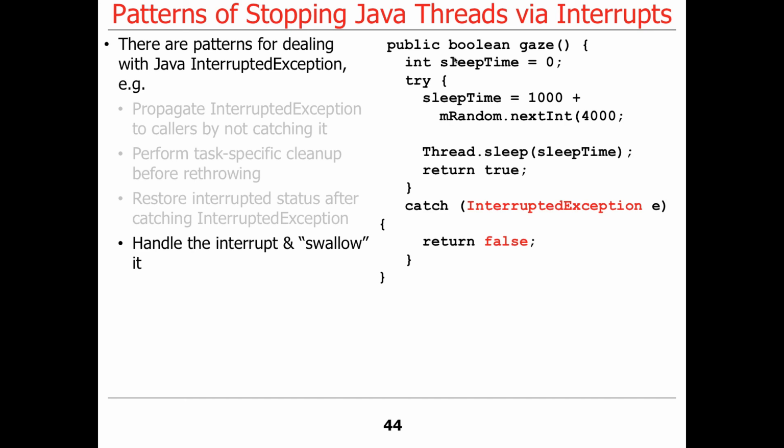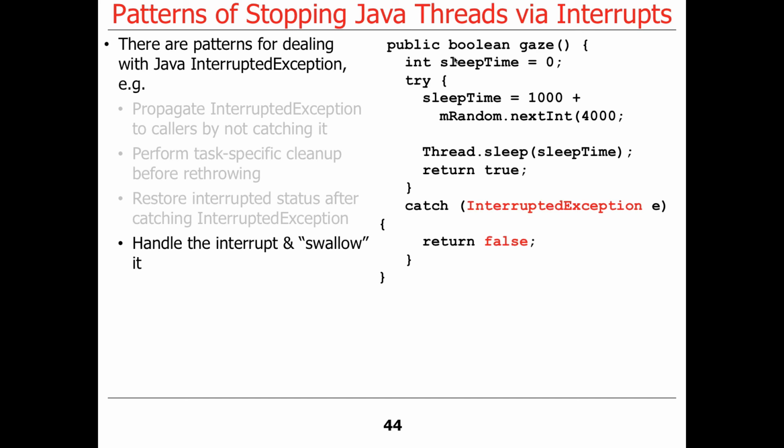And then another thing that people often do, although this usually gets you into trouble, is they go ahead and handle the interrupt and swallow it. So in this particular case, we're going to wait for a certain amount of time, and then if an exception occurs, we're going to return false, but we're just going to swallow the interrupted exception. We're not going to propagate it. We're not going to do much. We're just going to say, yep, something happened. It returns false. Be very careful.